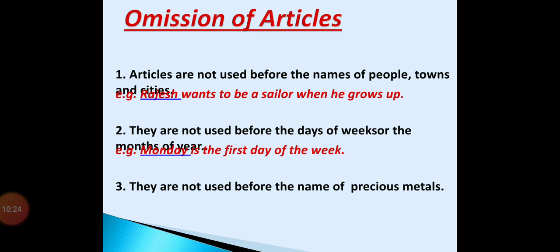Next, the third rule is that articles are not used before the names of precious metals. Precious metals means gold, diamond, these types of things. We need not use any articles. For example, the ring is made of gold. In such a case, we need not use the gold or a gold, because it comes under precious metals.